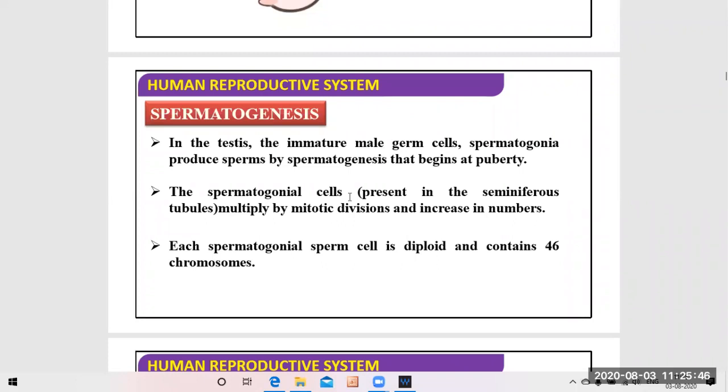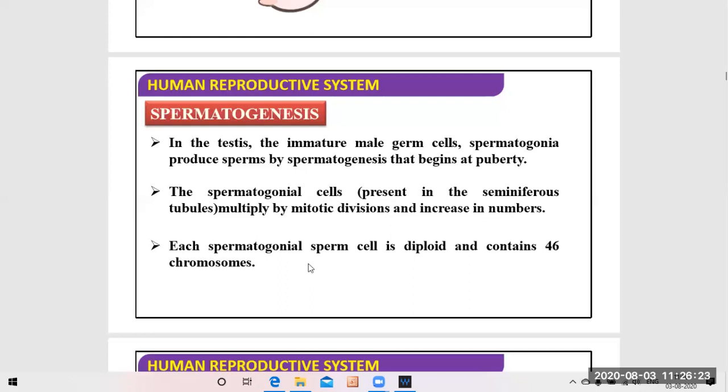The spermatogonial cells are present in the seminiferous tubule. So where is the location of the spermatogonial cell? It is present in the seminiferous tubules, and it multiplies by mitotic division and increases in number. One cell divides into two, then two cells divide into four, and again four cells divide into eight. Like that there is a multiplication of the cells. After that, the product is the sperm.